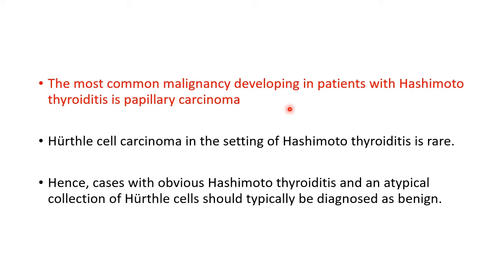It should also be kept in mind that the most common malignancy developing in patients with Hashimoto thyroiditis is papillary carcinoma. Hurthle cell carcinoma in the setting of Hashimoto thyroiditis is very rare. So cases of Hashimoto thyroiditis showing nuclear atypia, any atypical collection of Hurthle cells, should be diagnosed as benign and should not be called Hurthle cell carcinoma.